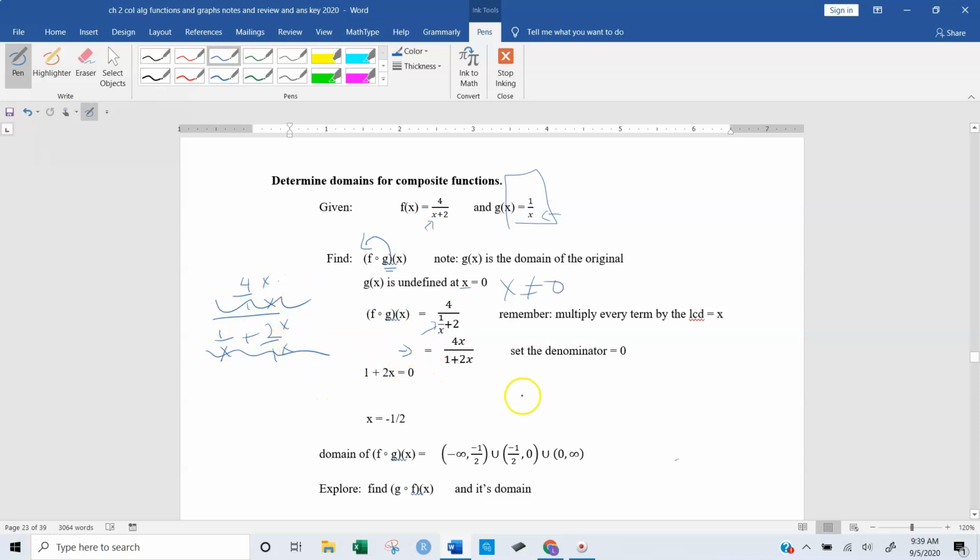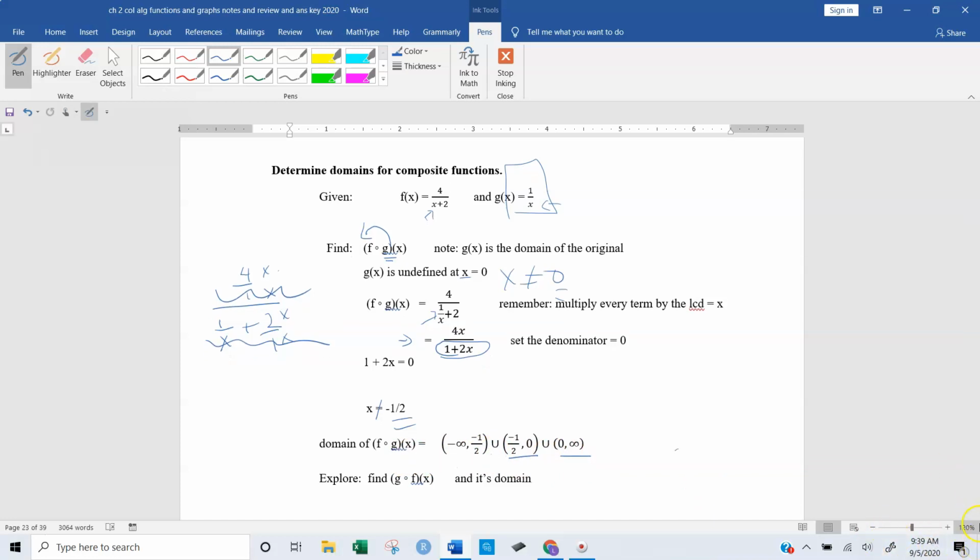But now I must also check again where this denominator is undefined. So we set it equal to 0, and x cannot be equal to negative 1/2. So we have two restrictions, negative 1/2 and 0. So we go from negative infinity to negative 1/2, negative 1/2 to 0, 0 to infinity. Make sure they are all unioned together. All right, try yours.